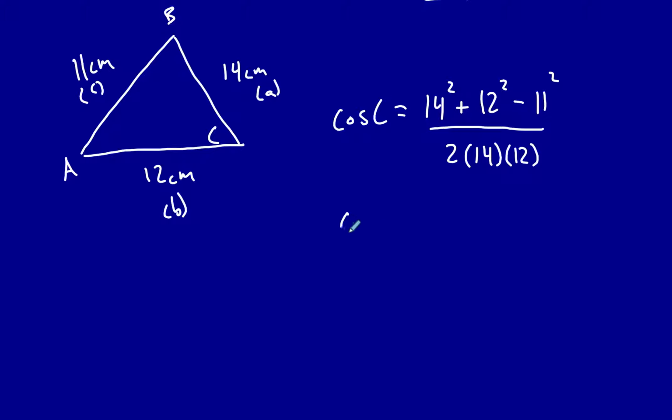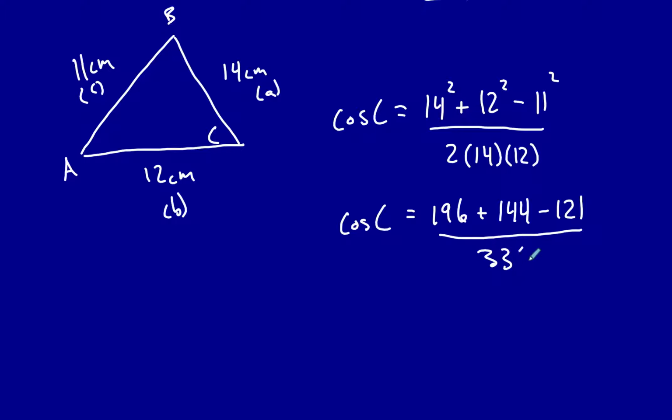Okay, so let's simplify this a little bit. Cos of c is equal to 196, so that's just 14 squared, 196 plus 144 minus 121, all over 2 times 14. 2 times 14 is 28, and 28 times 12 will give me 336, right? So 336. I'll add all those on the top together, and I'll get a total of 219 all over 336.